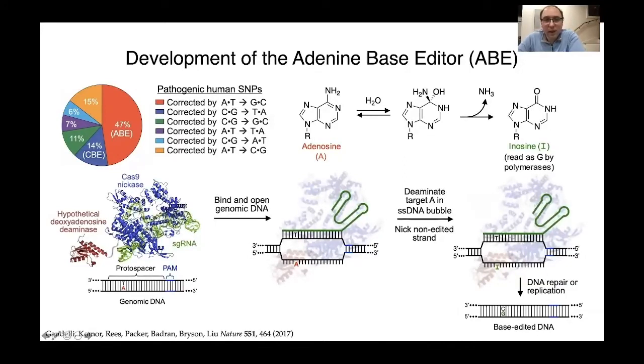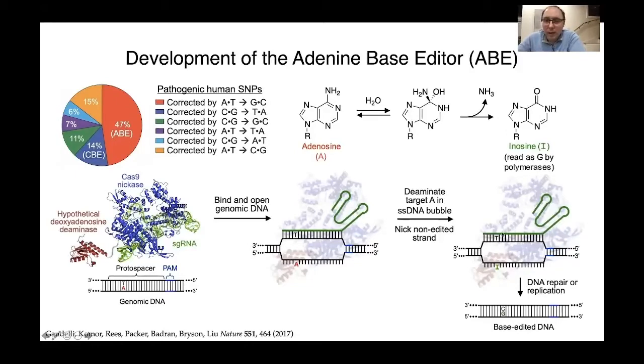ABE is composed of a Cas9 nickase, so this enzyme can no longer introduce double-stranded DNA breaks into the cell, but only nicks one strand, and that's fused to a deoxyadenosine deaminase. When this construct binds to genomic DNA at its target site, defined by a 20-nucleotide sequence stretch in the guide RNA, it releases an R loop of free genomic DNA displaced by annealing of the guide. And a small window of nucleotides within that R loop is available for base editing by the deaminase.